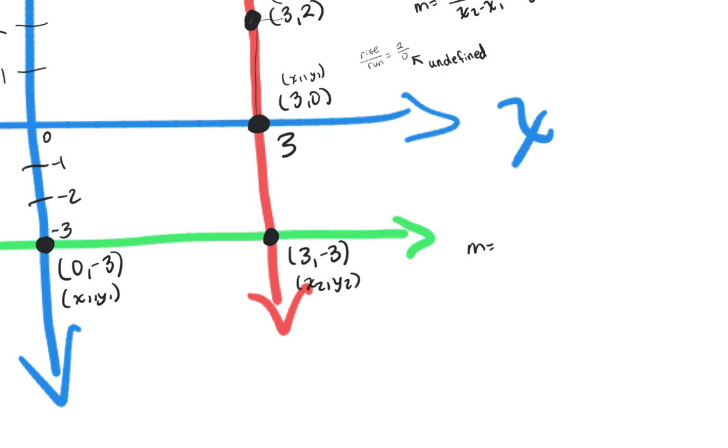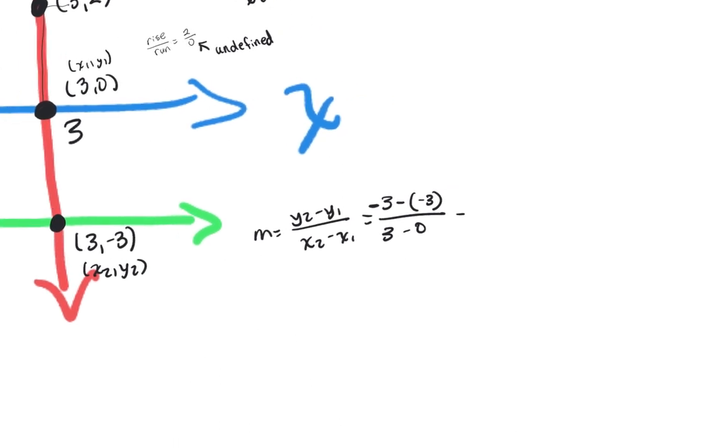So if we did m is y2 minus y1 over x2 minus x1, and we plugged in our points, -3 minus -3 all over 3 minus 0, you would end up with 0 over 3, which is what? 0. This, unlike the other one, can be done. You can divide 0 by any number, and you just get 0. So this is saying that our slope is 0.